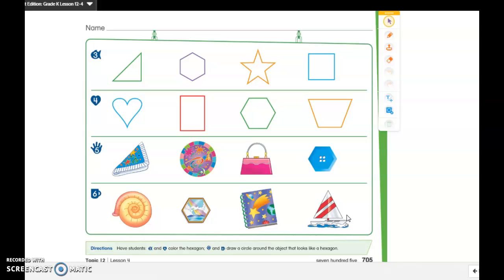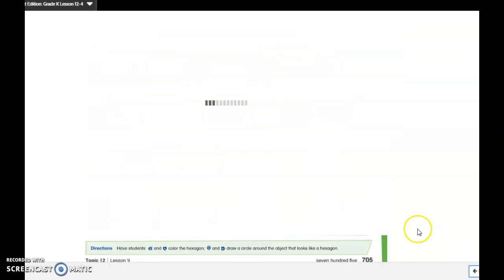The other thing is, I will also be, for most of these days, putting up a Flipgrid. Now, hexagons are a little hard to find. So if you want, you could just draw a hexagon on something and share it with us and maybe count the sides with it for us so that we can see what a hexagon is. If you could find a couple of examples, well, that would be super cool. But you could just do it yourself.